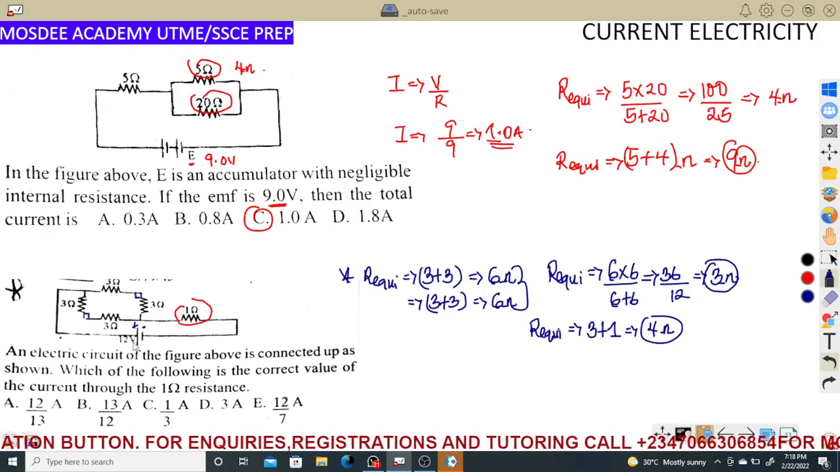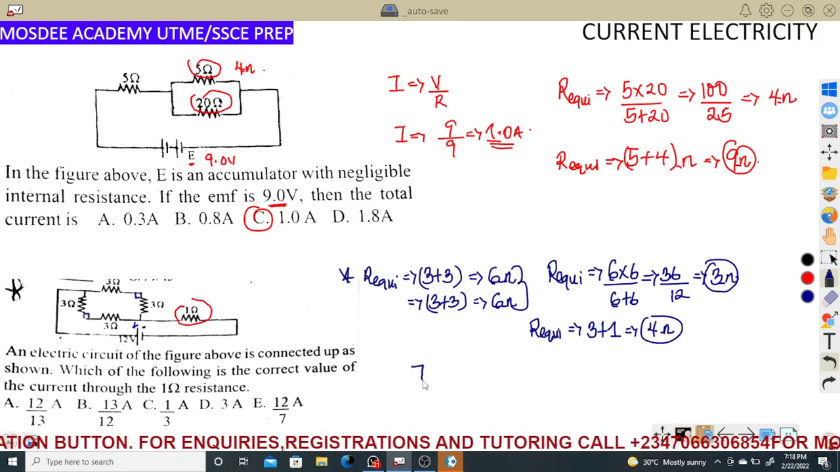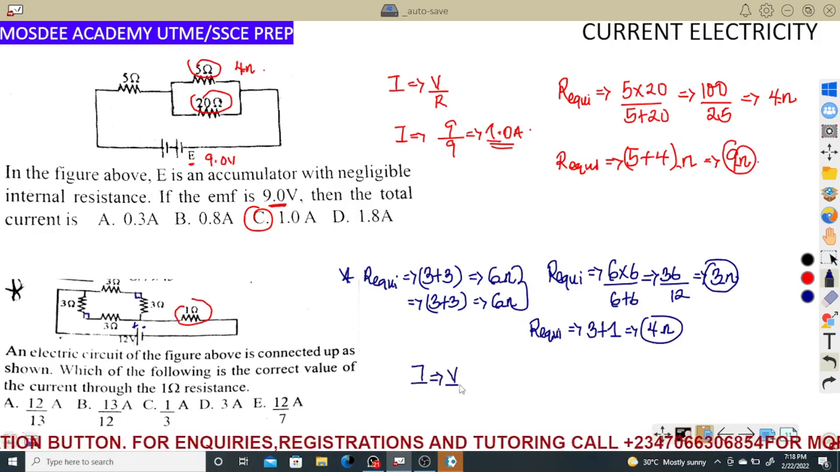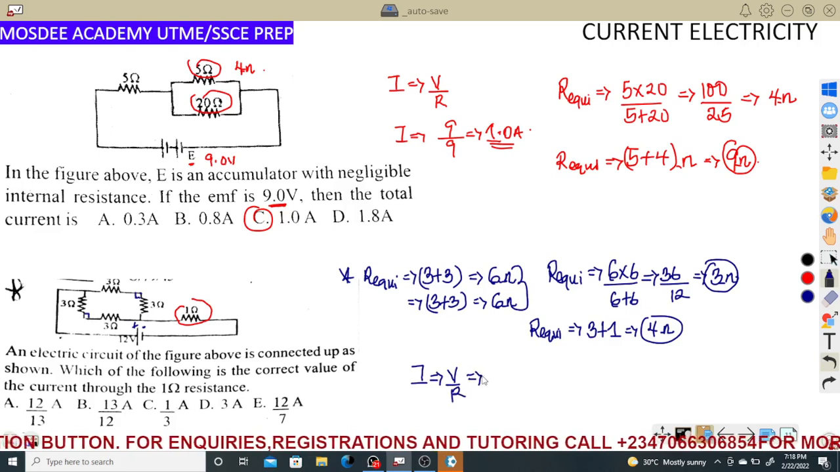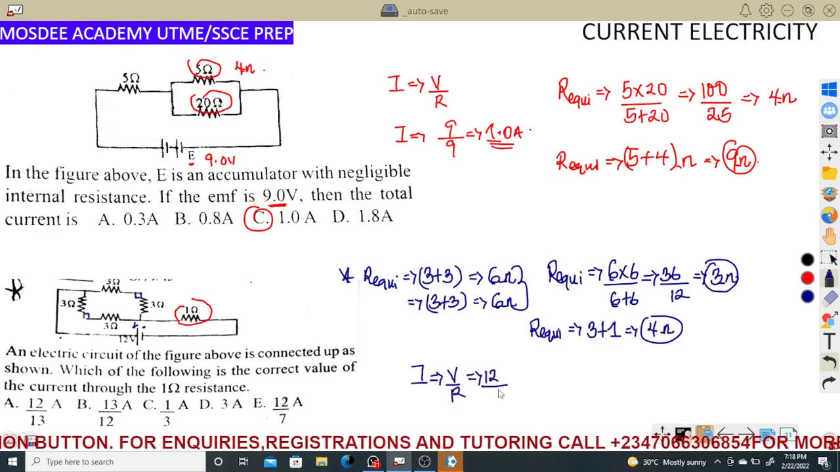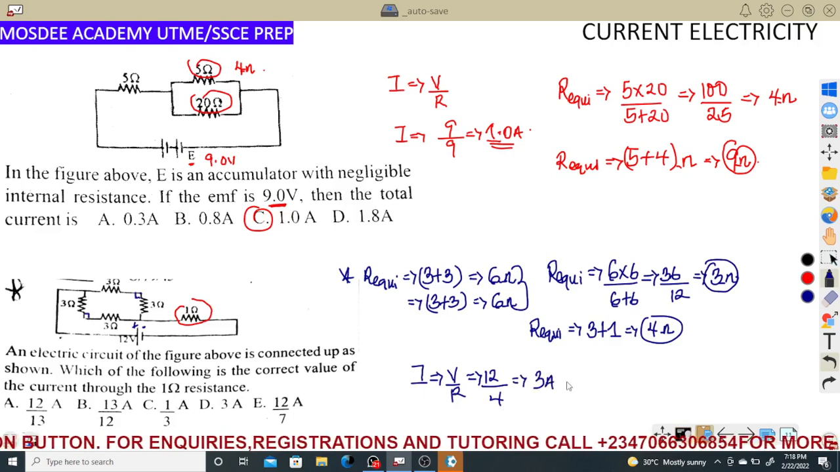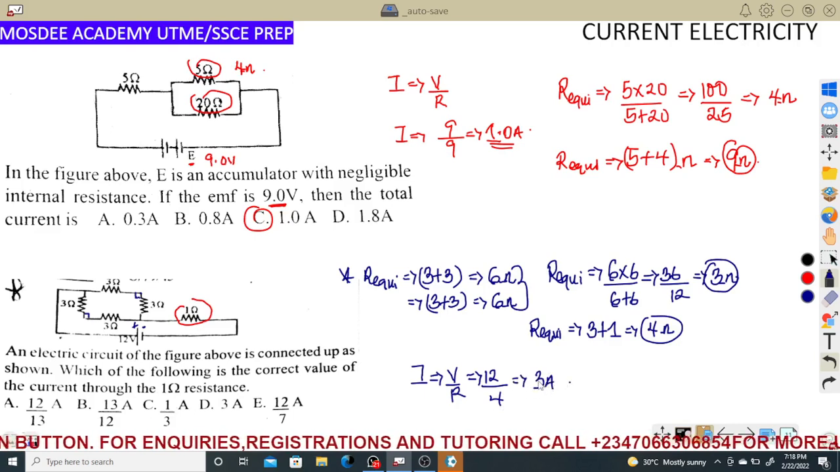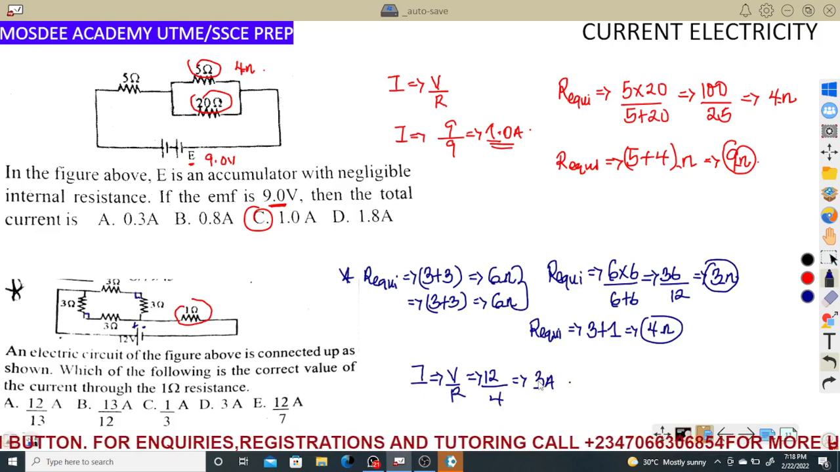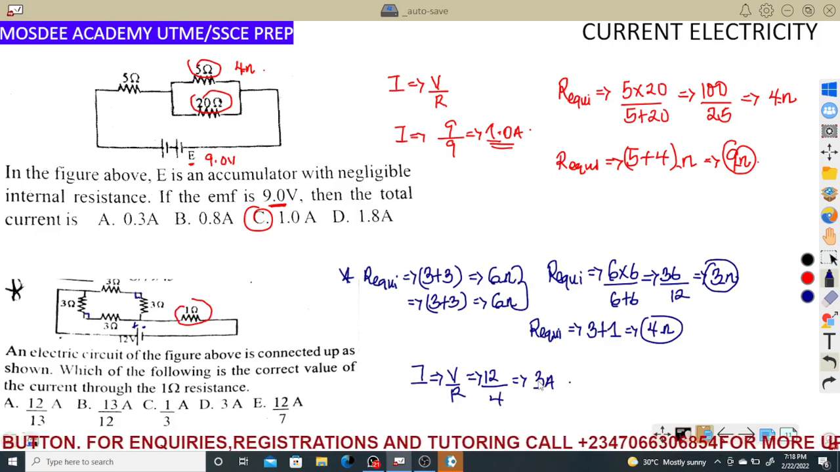Look at the PD. The PD is 12. So from current, I is equals to V over R. What do you know? What's V? 12. What is R now? 4. What is 12 over 4? 3 ampere. So always keep it at the back of your mind. It is always very simple because questions like this are simple.